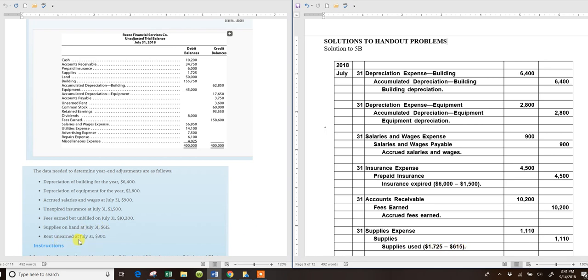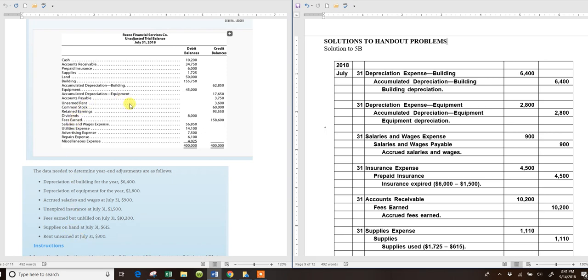And rent unearned at July 31st is $300. So the opposite of unearned is earned. So I want to record as revenue the portion that's earned. So make sure you read it carefully to figure out, do they give me what's earned or do they give me what's left and unearned? All right, they give me what's left and unearned.